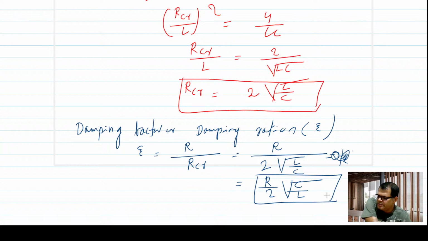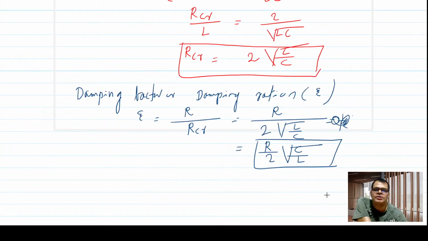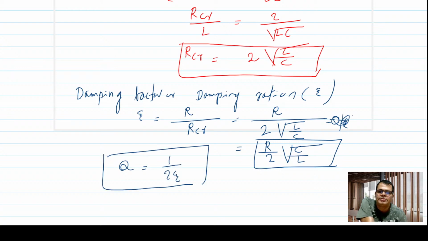Zeta is an important parameter. And if you know zeta, the quality factor is related to zeta: Q equal to 1 upon 2 zeta.